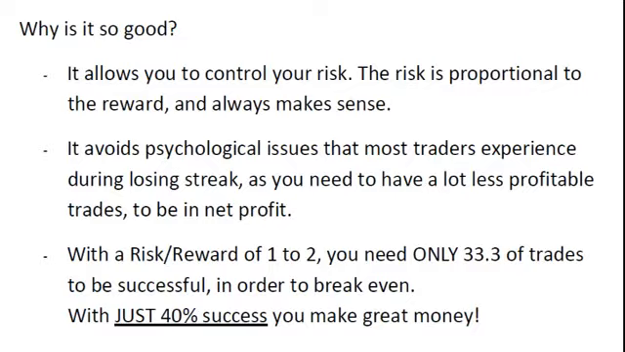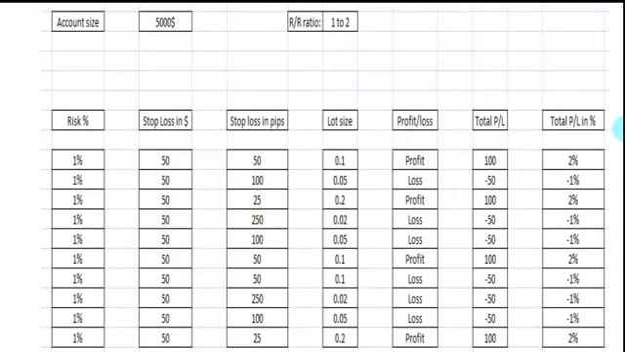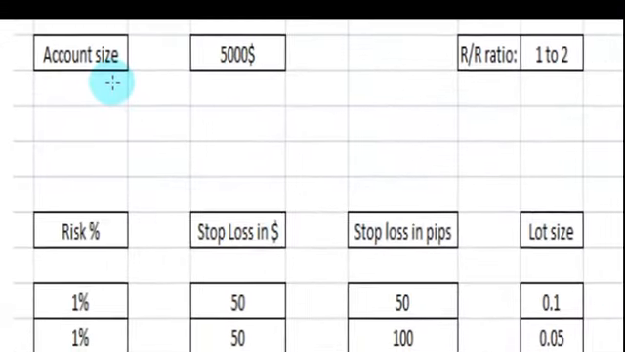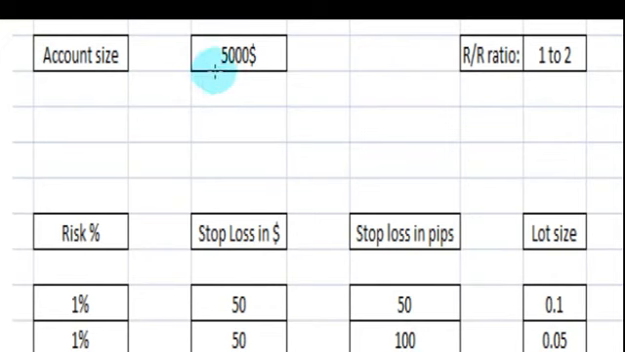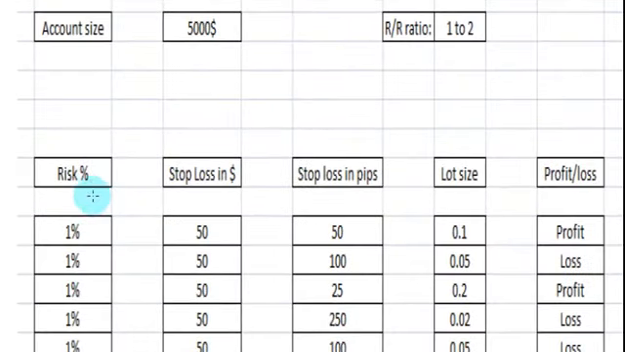Let me prove it to you. This is a table I prepared for you, just an example. I took an account size, a normal account size of $5,000, and my risk reward per every single trade will be 1 to 2, the same as the LST is designed to be. My risk per every single trade will be exactly the same, 1% per every single trade. 1% equals $50. My stop loss in dollars will be $50 per every single trade, which is exactly 1% of my account size.